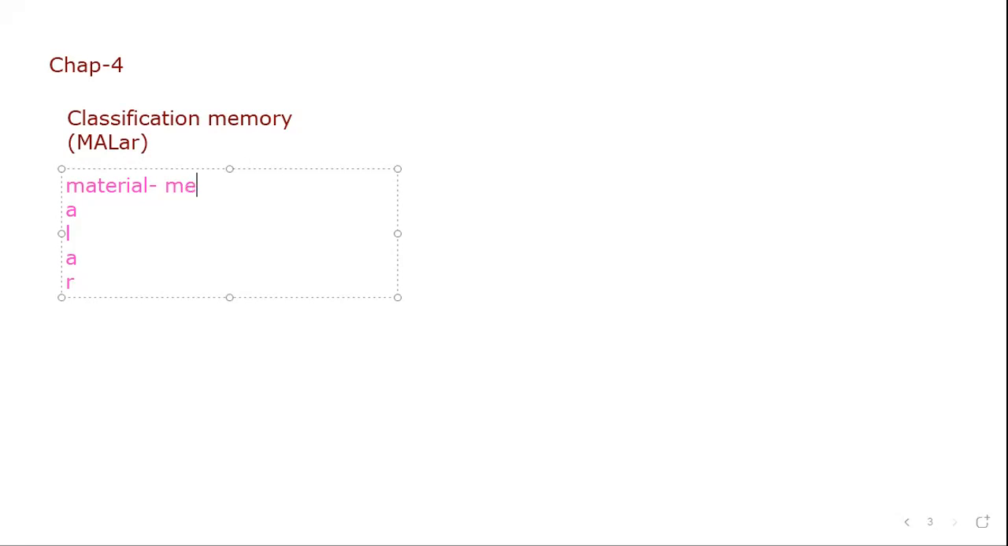So there may be magnetic or semiconductive. Semiconductor or magnetic material can be used to create memory. Based on this we have the material type.